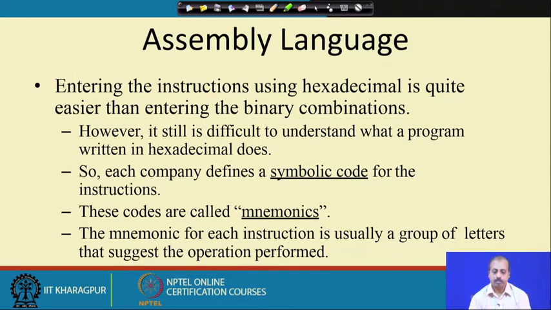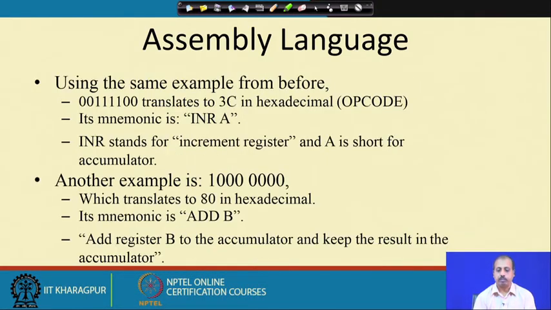So, as a user of the system, we will know those mnemonics and write programs using them. The mnemonic for each instruction is usually a group of letters that suggest the operation to be performed. So, this is, as I said, INR. It is a combination of I, N and R. Almost all the processors will have some mnemonic called MOV, M-O-V. So, these are quite common. We will see as we proceed into the assembly language of 8085.